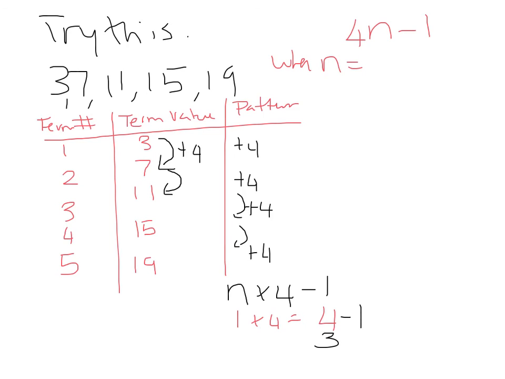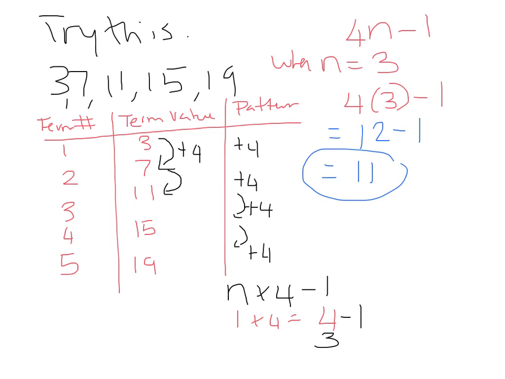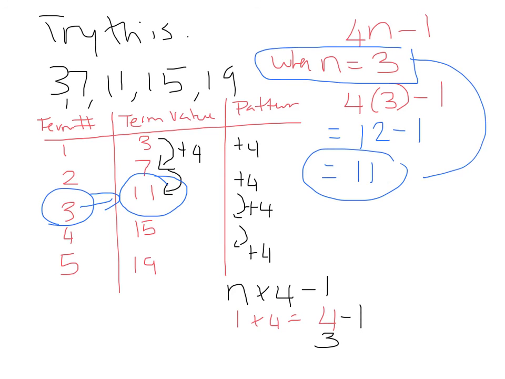So I'm going to try it when n equals, let's say, when n equals 3. So I know when n equals 3, my term value should be 11. So I'm going to try it out and see if it works. Okay? So I know it's going to be 4 times 3 minus 1. So 4 times 3 equals 12, and 12 minus 1 is still part of my expression. So then 12 minus 1 is 11. And if you look, for the term number 3, the value is 11, and that's exactly what we got. So when n equals 3, my value is 11.